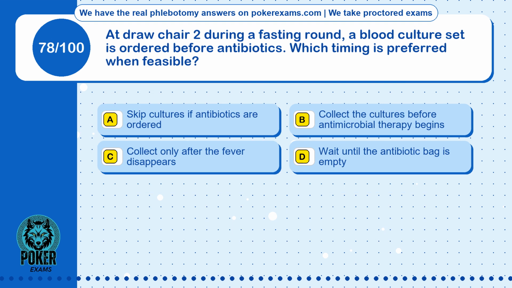Question 78. At draw chair 2 during a fasting round, a blood culture set is ordered before antibiotics. Which timing is preferred when feasible? Option A. Skip cultures if antibiotics are ordered. Option B. Collect the cultures before antimicrobial therapy begins. Option C. Collect only after the fever disappears. Option D. Wait until the antibiotic bag is empty.